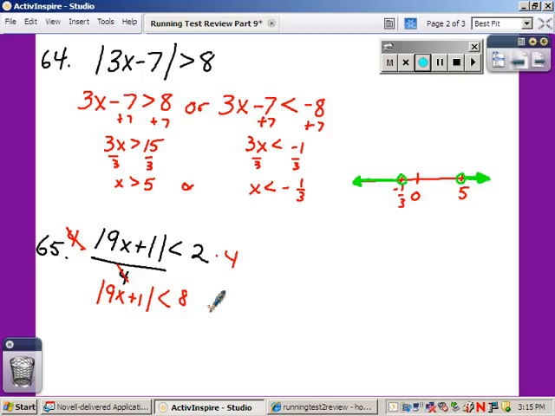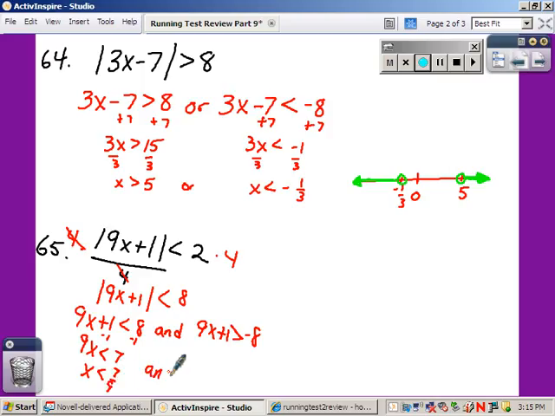So because the absolute value is by itself, I can split this into 2. So I have 9x plus 1 less than 8. A less than symbol tells me it's going to be an "and." And so then the other side is 9x plus 1, now I'm going to flip the symbol around and make the number negative. So I'm going to subtract 1 from both sides. I got 9x is less than 7. Divide by 9 and I get x is less than 7 over 9.